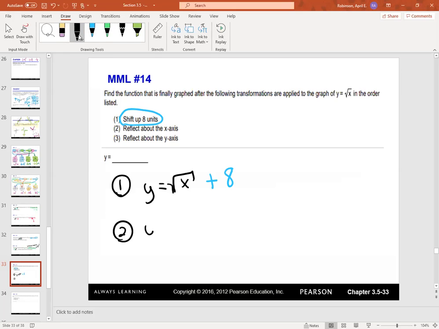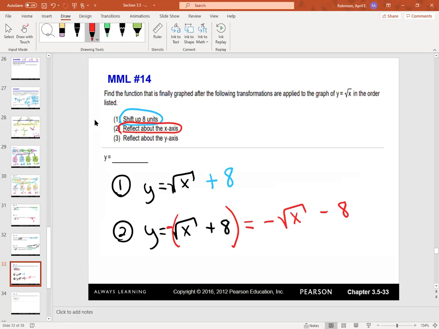So when I go to step 2, what I have now is this. Now they want me to take that and reflect it about the x-axis. If you're going to reflect it around the x-axis, the only change you're going to make is putting a negative in front of the entire function, which means I have to put parentheses on there. And if I distribute it, it's going to look like that.